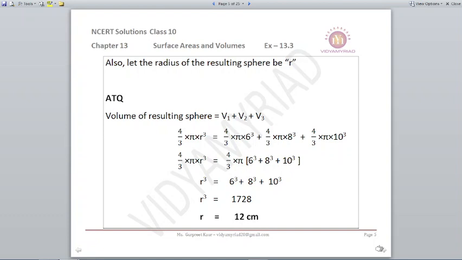4 upon 3 and pi can be taken outside and inside is left 6 cube plus 8 cube and 10 cube. 4 upon 3 and pi gets cancelled. r cube comes out to be 6 cube plus 8 cube plus 10 cube. So r cube is 1728. So r, or radius of the sphere, comes out to be 12 centimeters.